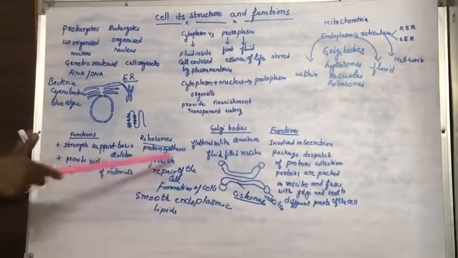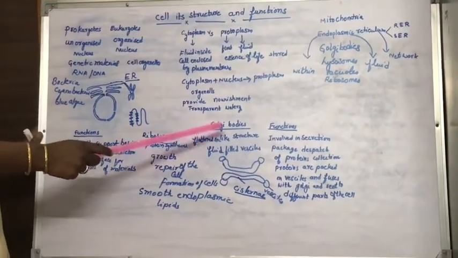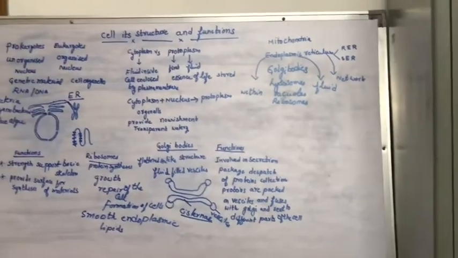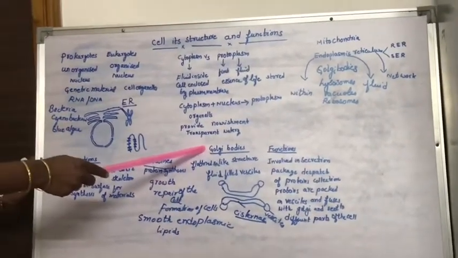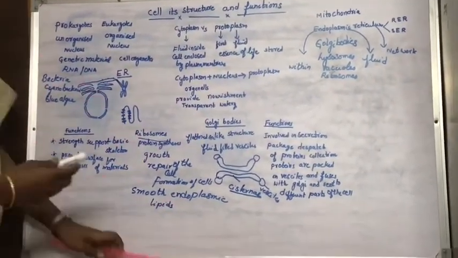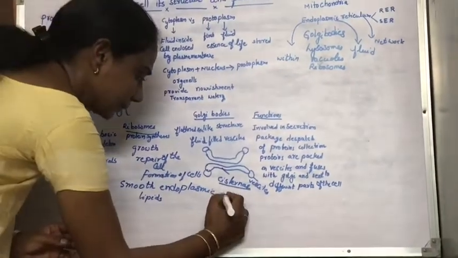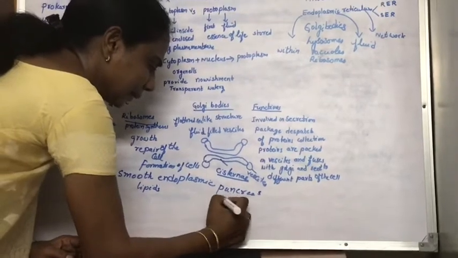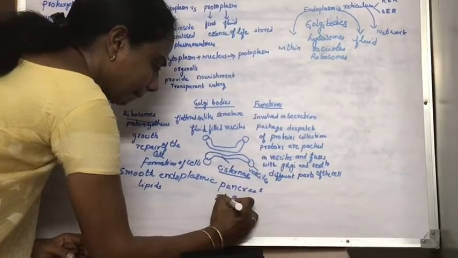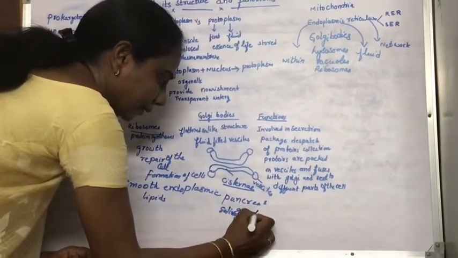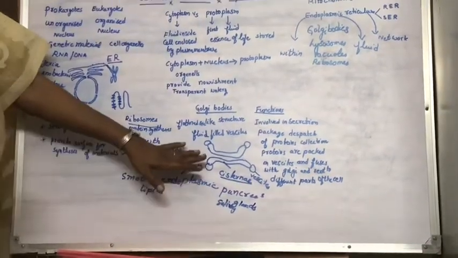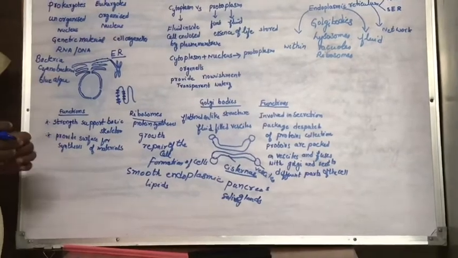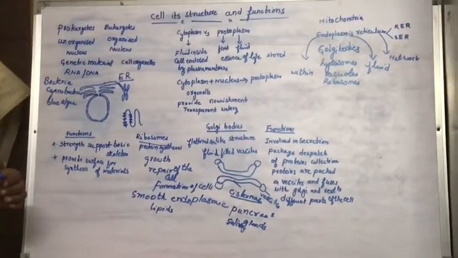So, Golgi bodies play a very important role, and the number of Golgi bodies varies from cell to cell. Golgi bodies are more in number in glands like the pancreas, salivary glands, etc., because these glands are involved in secretion of respective juices. So the Golgi body is also involved in secretion.